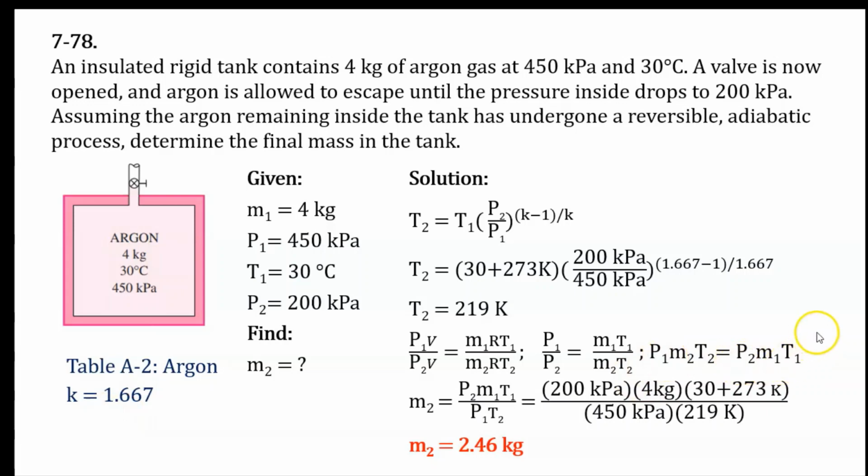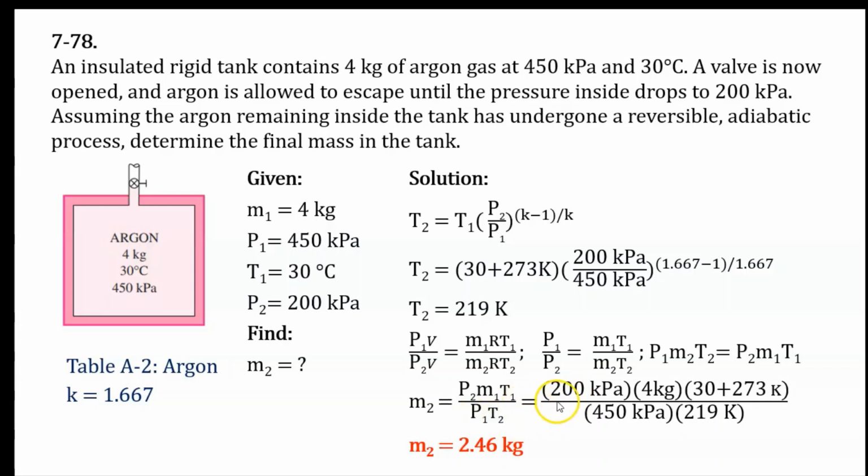From this equation, since we are finding the final mass of our argon gas in the tank, we will divide both sides of this equation by pressure 1 and the final temperature. So we will now have the final mass equation, which is equal to pressure 2 multiplied by the initial mass multiplied by the initial temperature over the initial pressure multiplied by the final temperature.